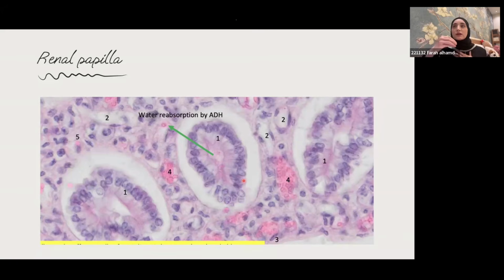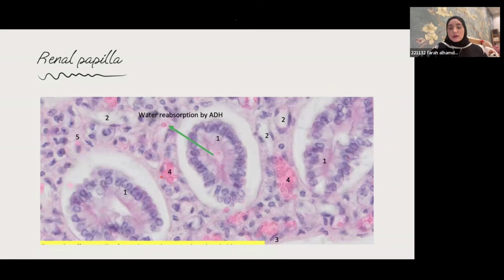So this is where the body sends signals if we need to reabsorb more water. This is the last site where water is reabsorbed. So the body sends signals, do we need to reabsorb more water or do we not need to absorb it? ADH helps with the water reabsorption, and also aldosterone works here on these papillary collecting ducts of Bellini. Aldosterone helps with sodium reabsorption. Do we need to reabsorb more sodium? Okay, let's reabsorb more sodium in these ducts.